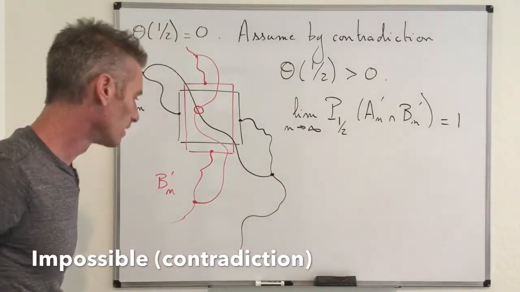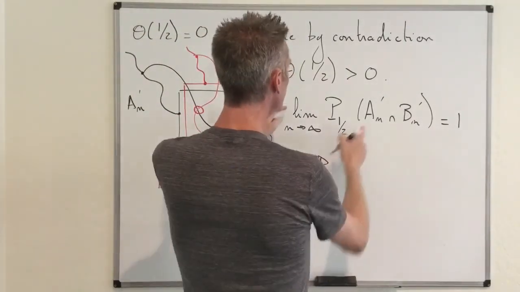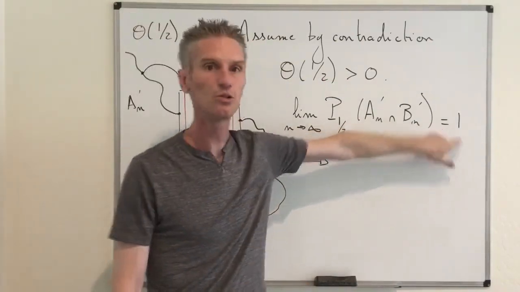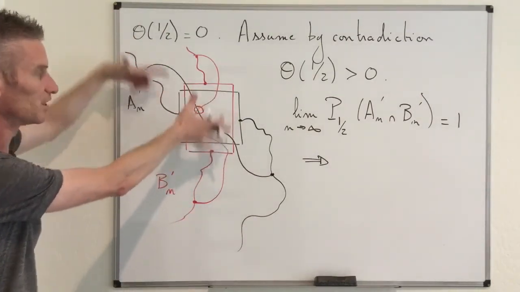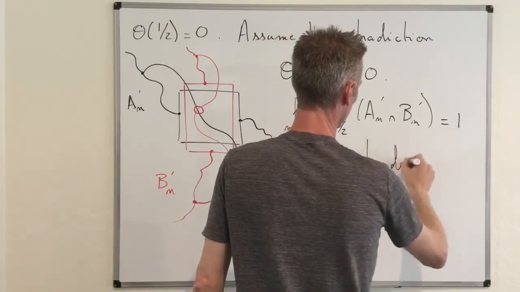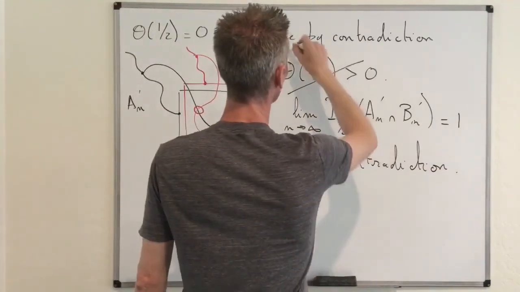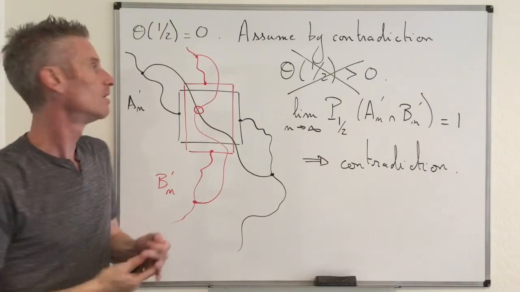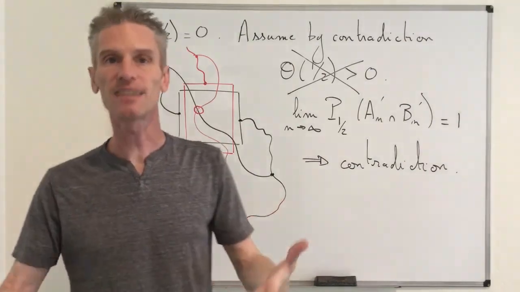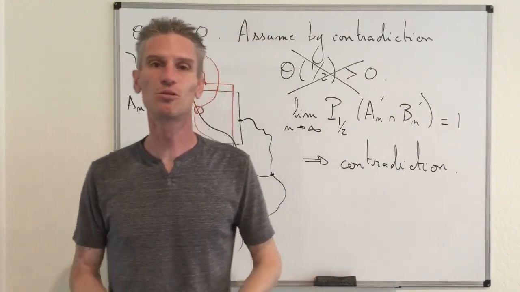So, conclusion, we have a contradiction, okay? This assumption, which implies that the limit should be equal to 1, leads to a contradiction that we see in the picture. And so our assumption at the beginning was false, and indeed, theta of 1/2 is equal to 0. And so indeed, that completes the proof of the theorem.